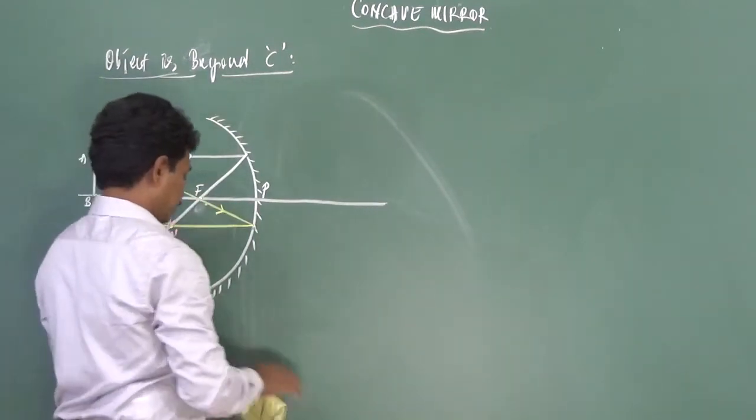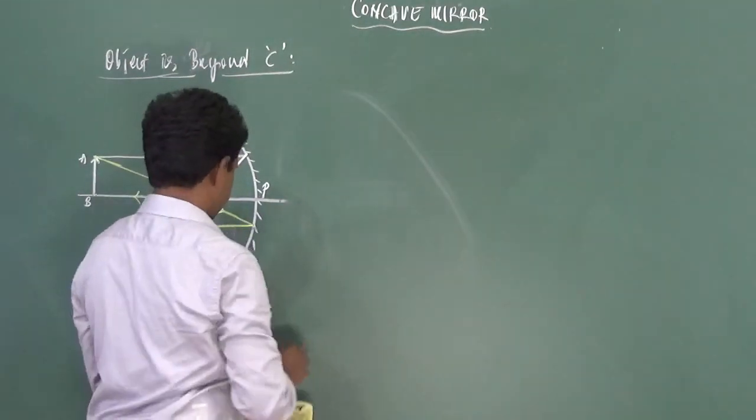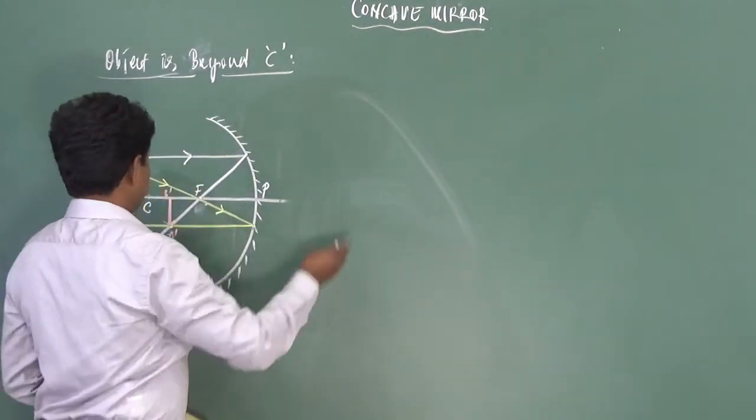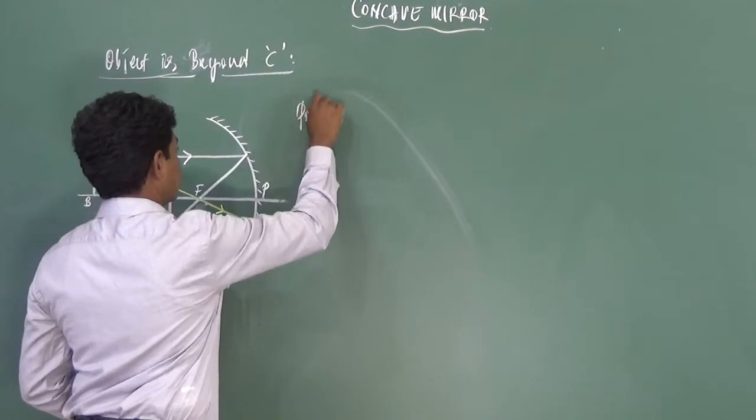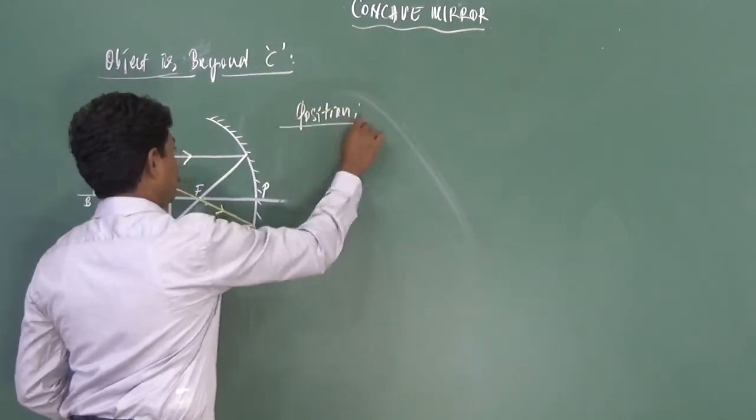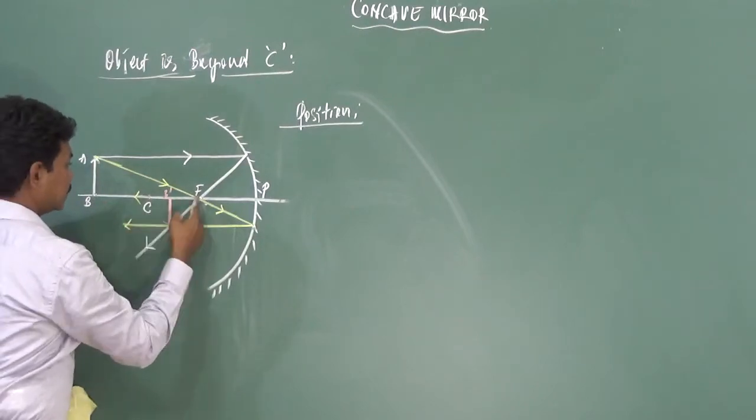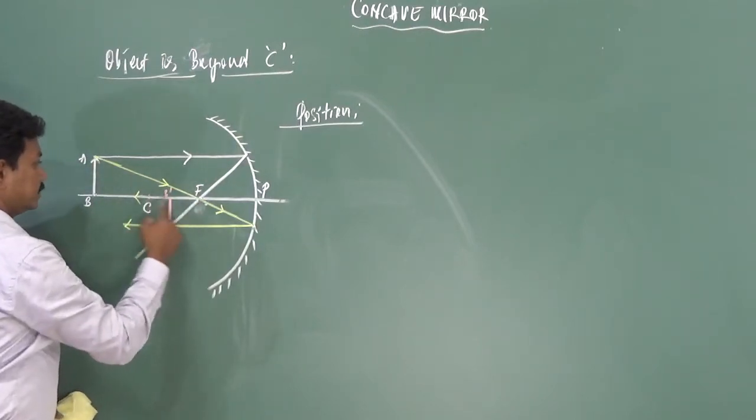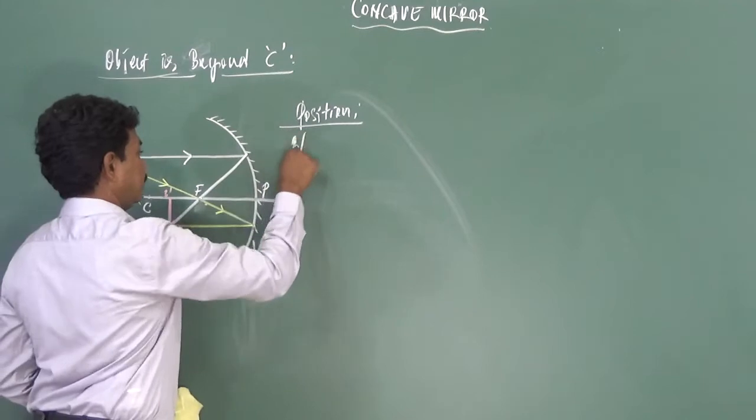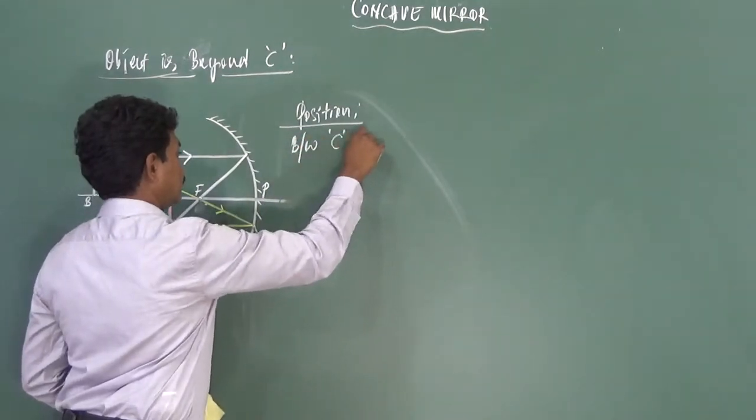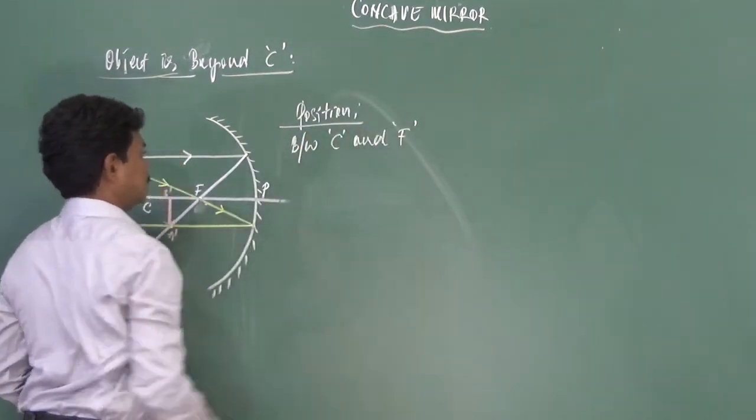Now let us go with the position and size. First one is position. Where is the image formed? The image of this object is formed between C and F, exactly in between C and F.